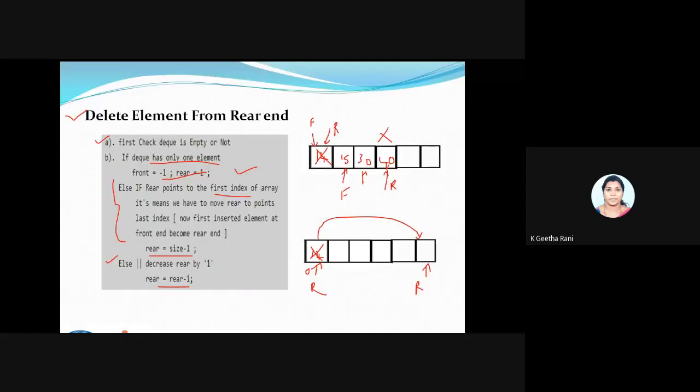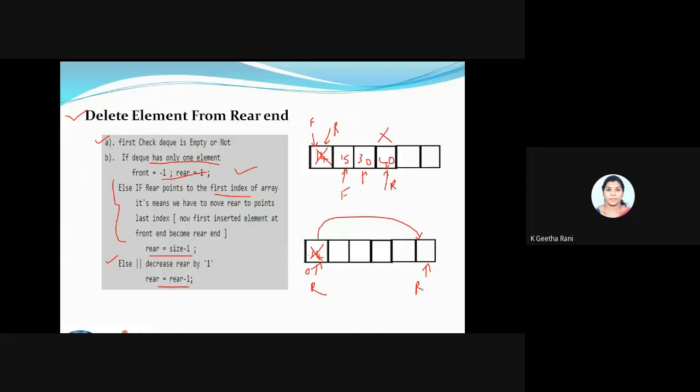Fine. So that is what I've given us, rear is equal to size minus 1. This condition happens when my rear is at the first index of the array, because we'll be using -1 and all. Since it is a circular array, I'll be pointing this rear to the maximum size of my array. That is what is given here. Fine, it's a new condition for us.